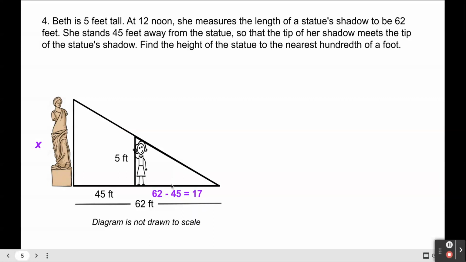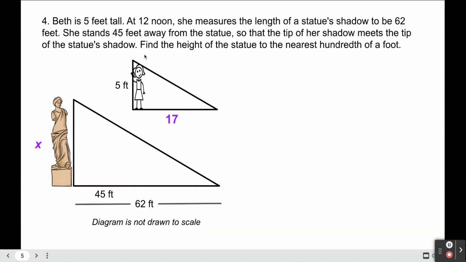We will want the measurement between the person and the tip of the shadow. So take the whole length, 62 feet, and subtract the 45 feet. That tells us it is 17 feet between the person and the tip of the shadow. This will help us set up our corresponding sides for the triangle. If you need, always draw the smaller triangle separate of the larger triangle so you can visualize those corresponding pieces.